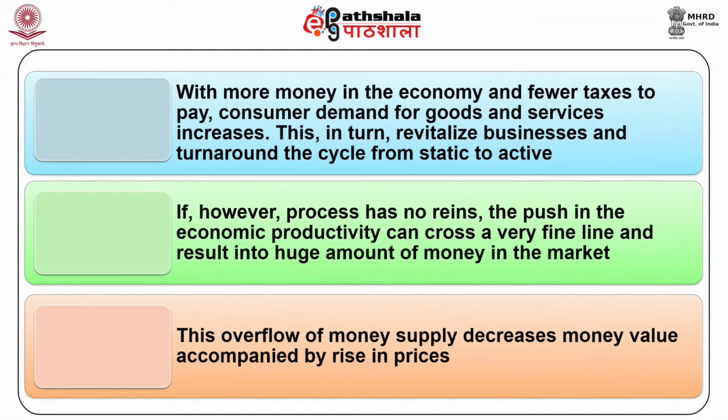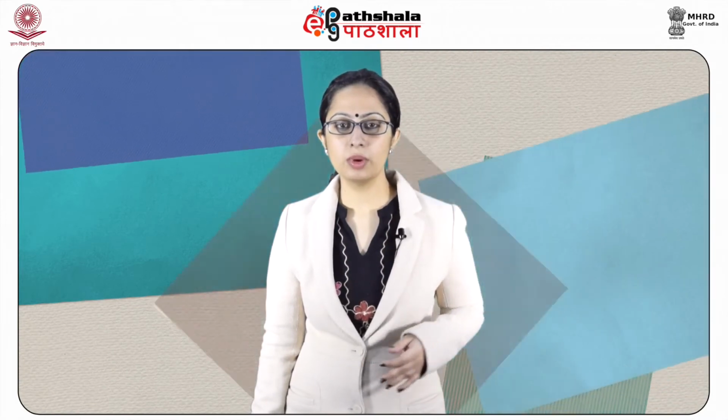This in turn revitalizes businesses and turns around the cycle from static to active. If, however, the process has no reins, the push in economic productivity can cross a very fine line and result in a huge amount of money in the market. This overflow of money supply decreases money value, accompanied by a rise in prices because of the increase in demand for consumer products. Hence, inflation goes beyond the reasonable level.